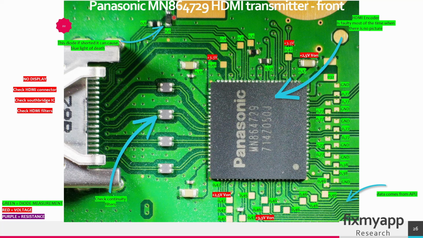Also check if this diode is not shorted, because if it is shorted it can cause a blue light. The HDMI signals come from the APU. It will go to this encoder chip. This encoder chip will convert the DisplayPort data into an HDMI signal, and it will send it to the HDMI port. This chip will also send the clock signals to the HDMI port.